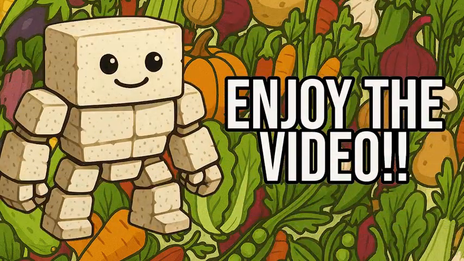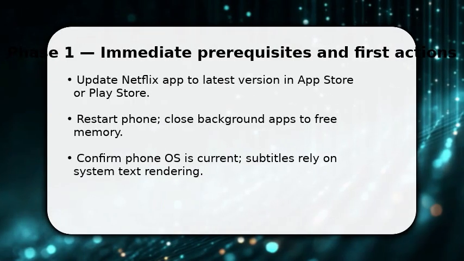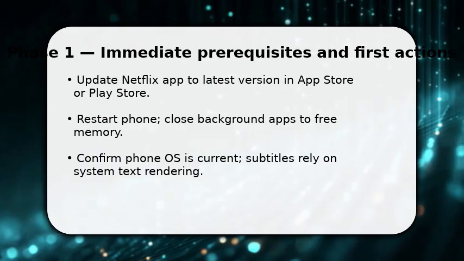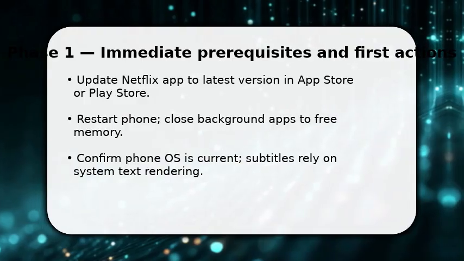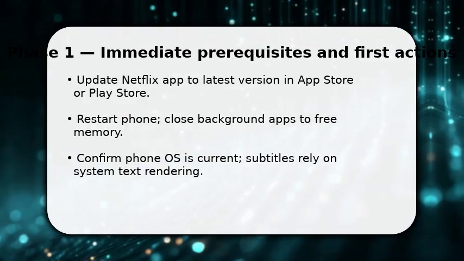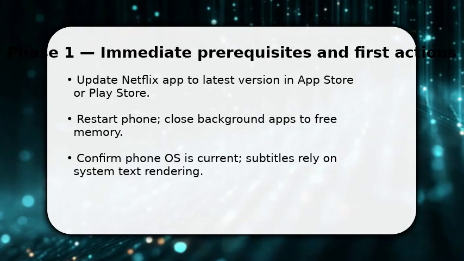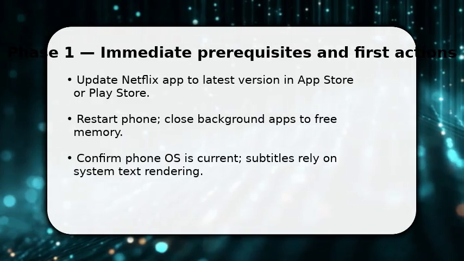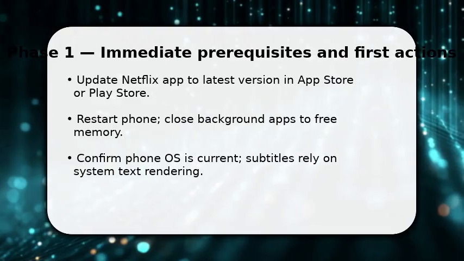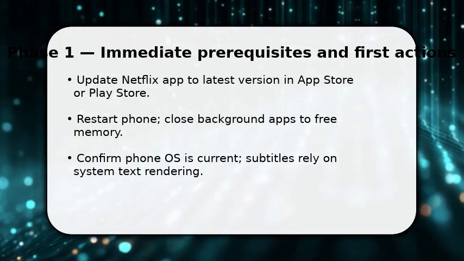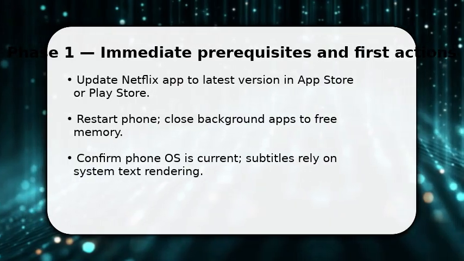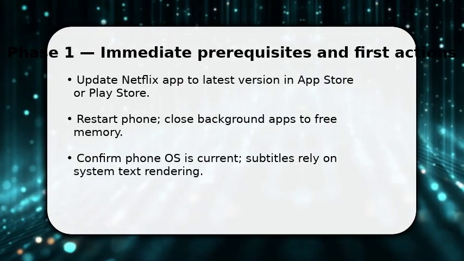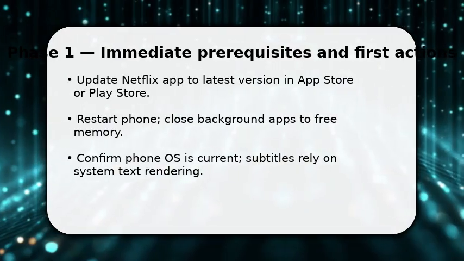Please enjoy the video. You begin by updating Netflix and your phone OS because subtitle bugs often come from version mismatches. Once updated, restart the device to clear transient errors and close other apps so playback has resources. Next, open Netflix and load any episode. This forces the app to refresh subtitle assets. Make sure you're on Wi-Fi or a strong mobile signal, since corrupted or partial subtitle downloads happen on weak networks.